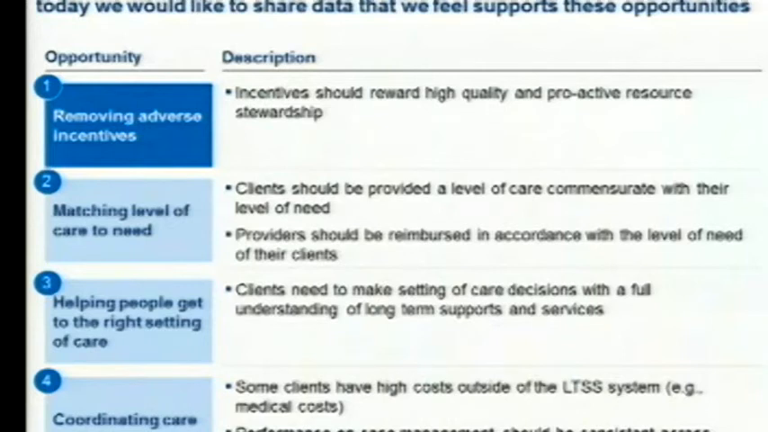So at our last work group, we discussed the four main opportunities. We're going to stick with that framework of the four main opportunities, and we're going to let you know where we are in the process by which of these boxes is highlighted. The first is we're going to focus on removing the adverse incentives, that is, payment incentives, financial incentives, should reward high quality and proactive resource stewardship.